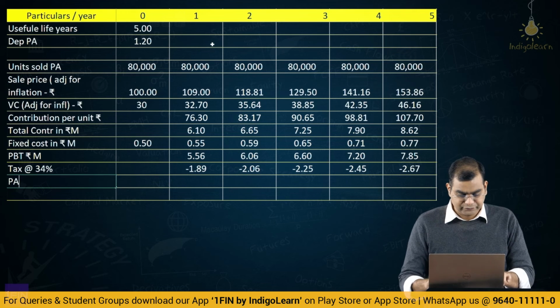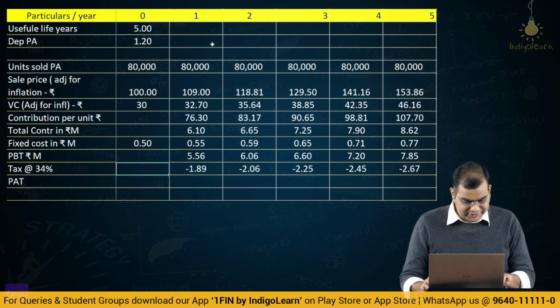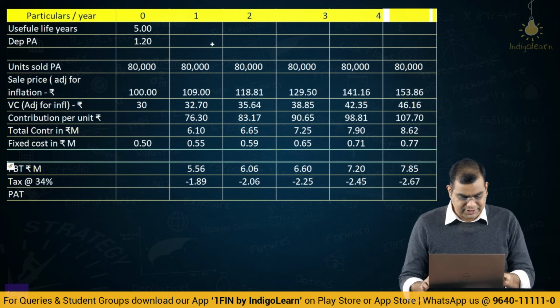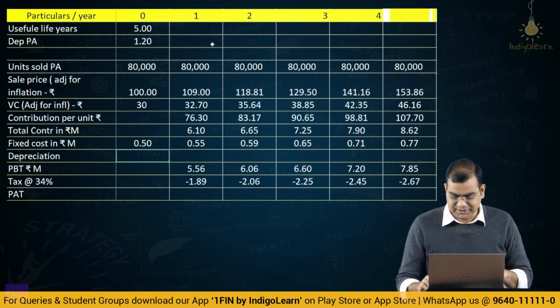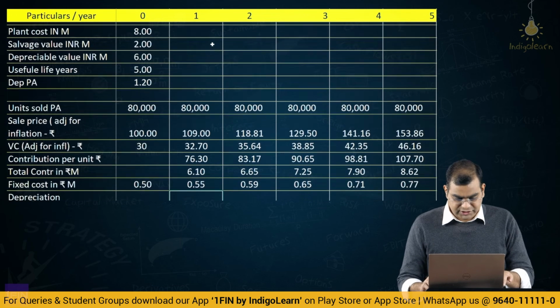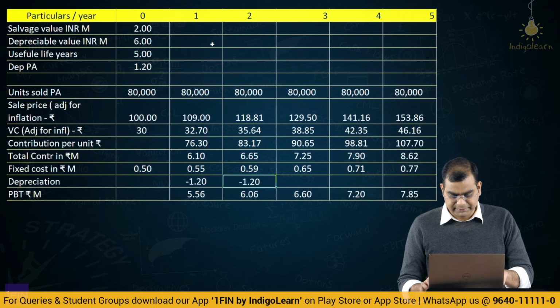So PAT is how much? Is there a depreciation? Oh, see, I forgot depreciation, which is why you should be careful. You should definitely be careful. You should not make this mistake. Depreciation. I made a mistake there. We shouldn't make this mistake. What is the depreciation? We very specifically computed. So depreciation of minus 1.2. Right. So every year there will be depreciation of minus 1.2.